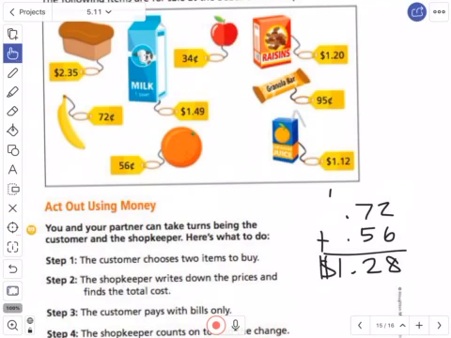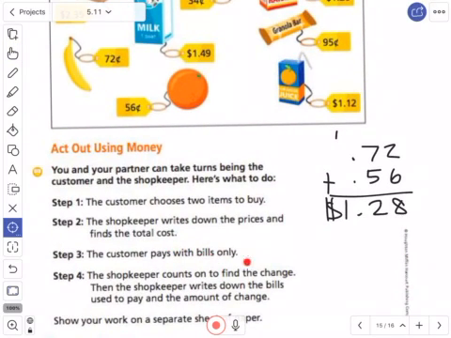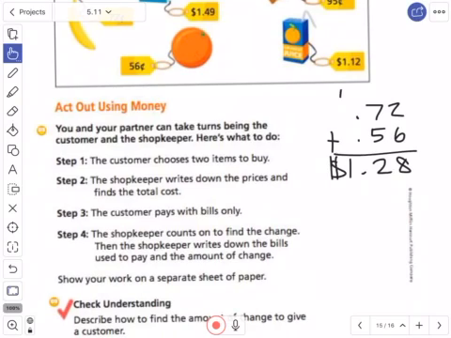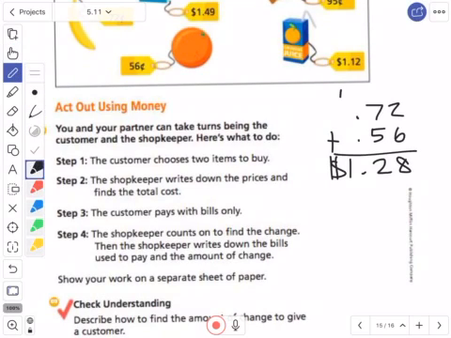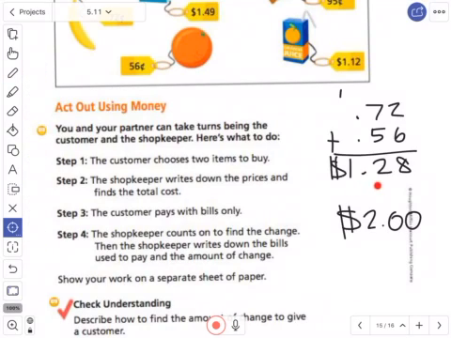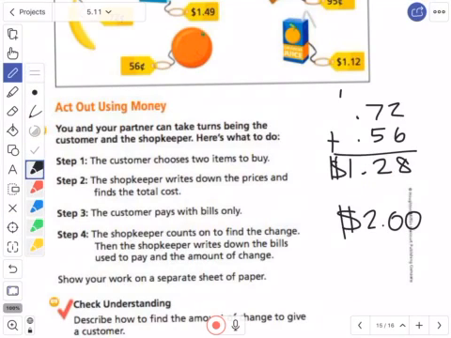Okay. The customer pays with bills only. So if it costs $1.28, now as a shopkeeper, I'd say, okay, that's $1.28. Well, if I was buying it, I would then give the shopkeeper $2. Because I can't pay with 1, that's not enough, so I'd go up to $2 then. So then me as the shopkeeper, I have to figure out, okay, well, how much does this cost then? Or not how much it costs, how much change do I get?